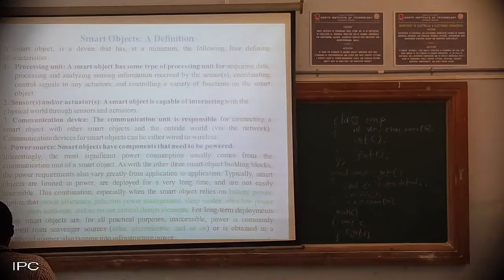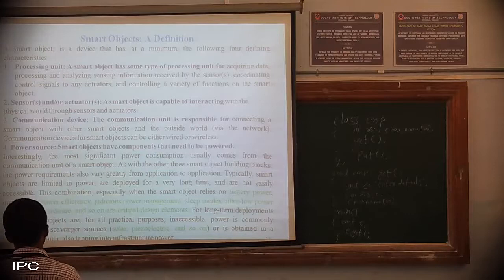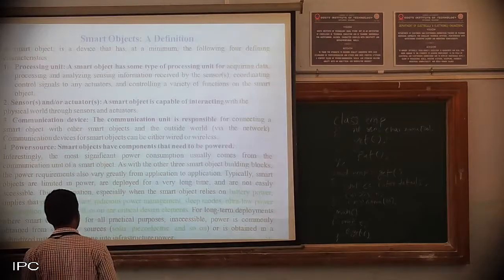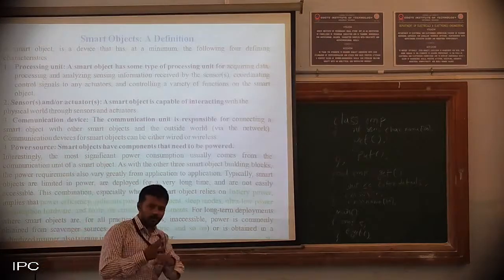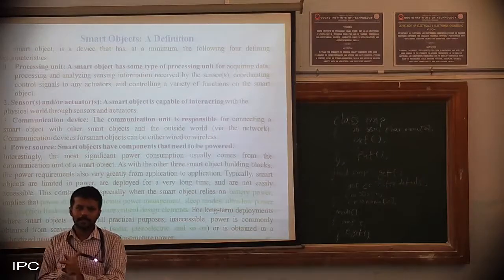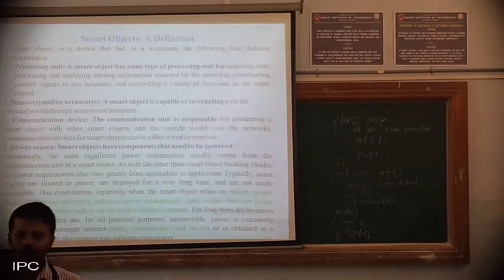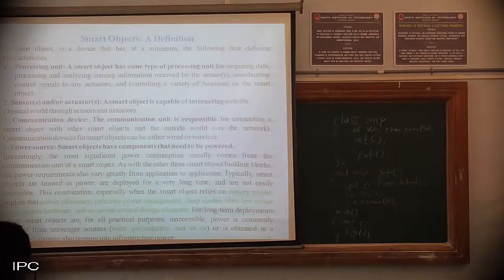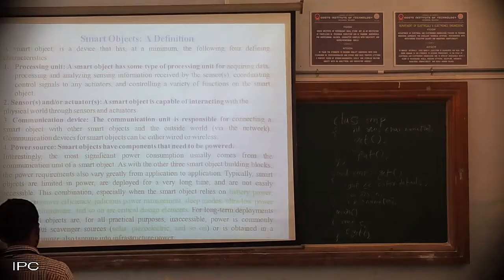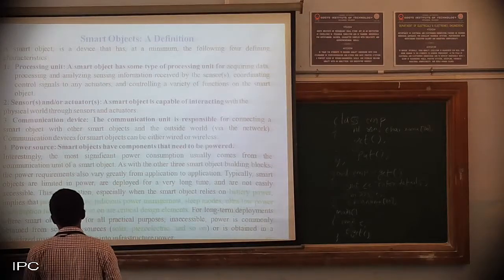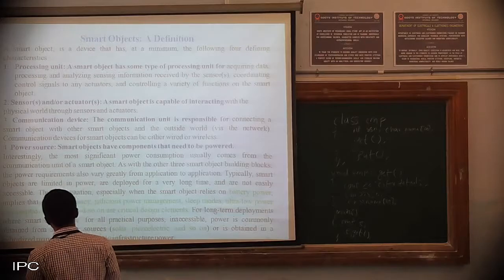And then the fourth one is the power source. A smart object has components that need to be powered. Sensors require power, actuators require power, the microcontroller chip requires power, and the communication devices require power. So all the different components require power. Definitely power is the main thing in a smart object. So a smart object should have a processing unit, sensor, communication device and power source.